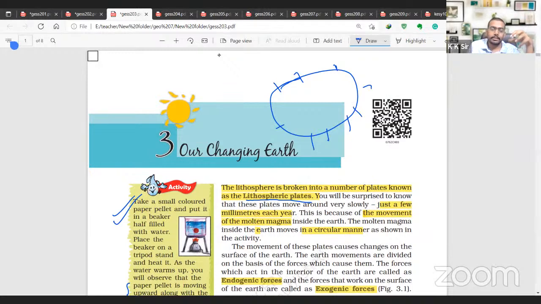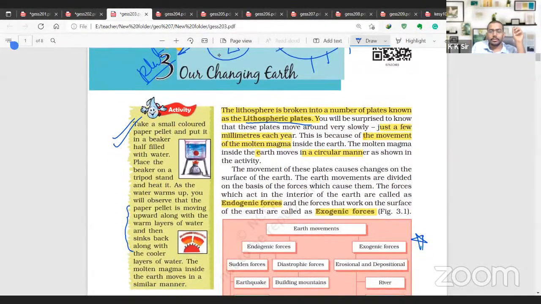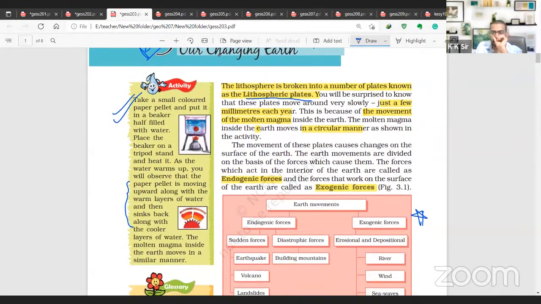You can imagine that this is your earth, and as we see football, on football we saw different kinds of patches, right? So let's consider each patch as a plate. And these plates are floating or moving around on the surface of the earth. So these plates are called lithospheric plates.